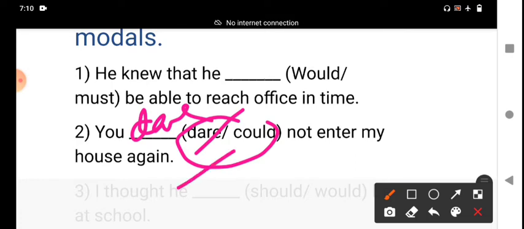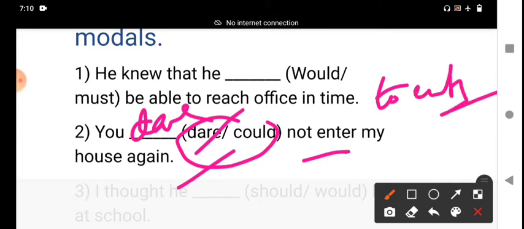That means as a modal verb dare, it is used in negative and interrogative sentence followed by bare infinitive. Enter is a bare infinitive. To enter is a to infinitive. That means you dare not enter my house again. As a modal verb, it always follows the main verb or principal verb.